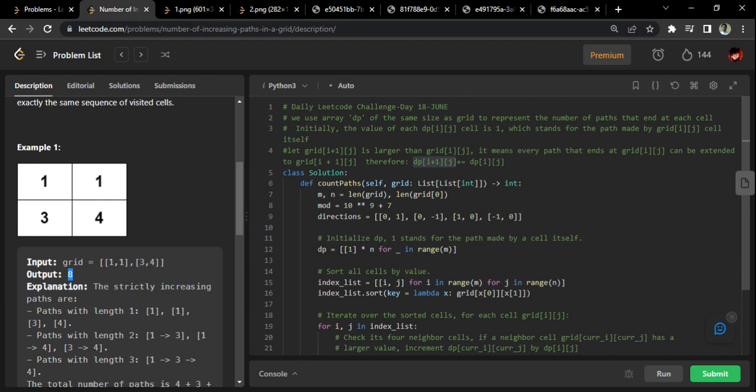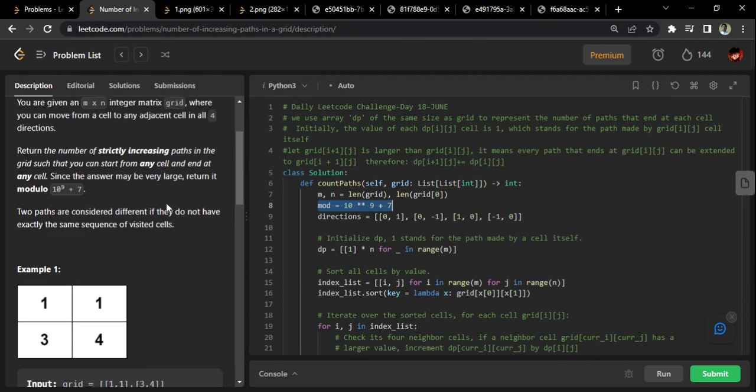Now coming to the code. As I clearly mentioned, this input is not a square matrix, so M and N will be different. You cannot take a single element for it. M will represent the vertical dimension, the number of rows, and N will be the number of columns. Then we are taking mod as this particular number, which they mentioned in the question, 10 power 9 plus 7.